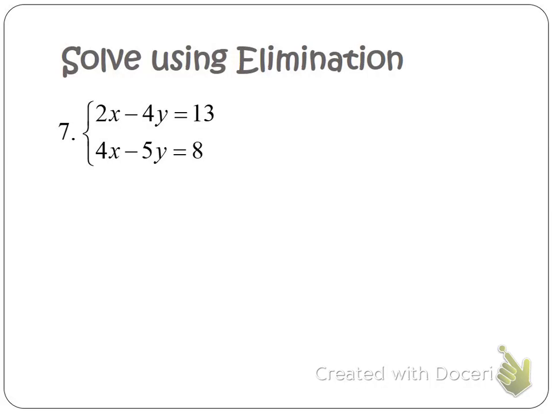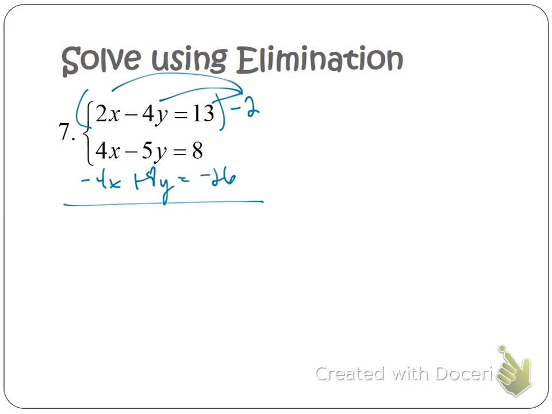Now, I need to make these guys 4s, both of them 4, and this one already is. And I've got to make one of them negative. So what I'm going to do is multiply this top equation by -2. And notice that I multiply everything in that equation by -2. I have to do that to keep the equation the same, just looking different. So I'm going to get -4x plus 8y equals -26.